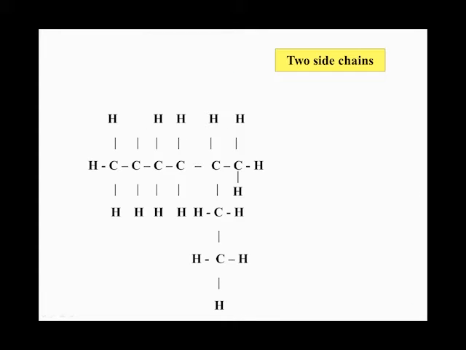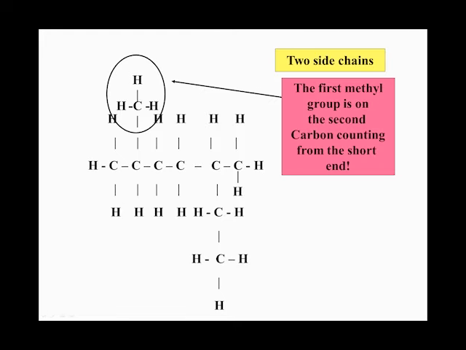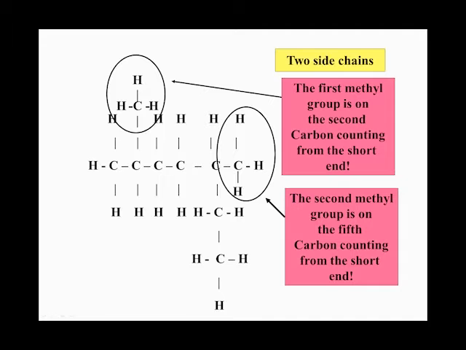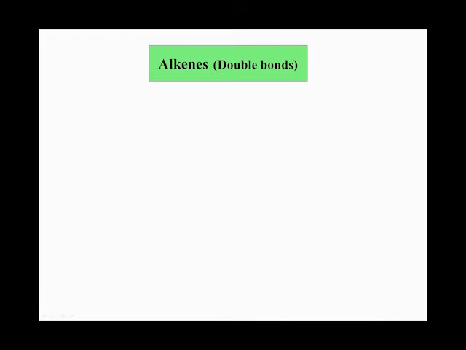Supposing we had 2 side chains. There's one, it's a methyl group. There's the second, it too is a methyl group. Both are attached to our 7-carbon chain. The name for this would be 2,5-dimethylheptane.